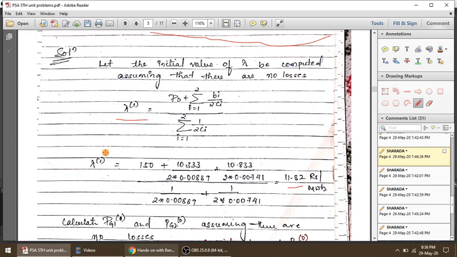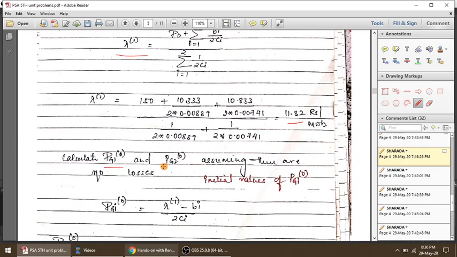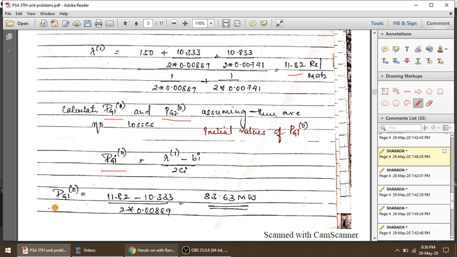So using this lambda 1, I'll calculate Pg1 of 0, Pg2 of 0. They are not the power output for the first iteration, they are the power output for the 0th iteration. Before starting with the first iteration, we need an approximate value of the power output, so that we will calculate using this expression. Again, this expression we have derived from the neglecting losses derivation. So that is the expression lambda minus bi divided by 2ci. So this gives us the 0th iteration value.